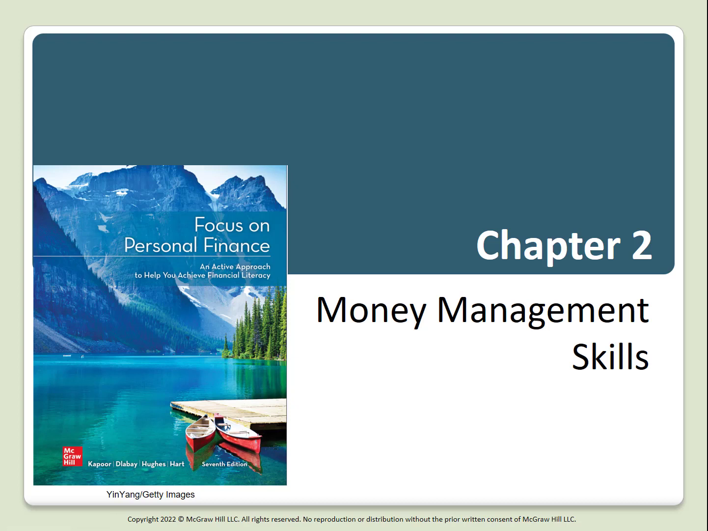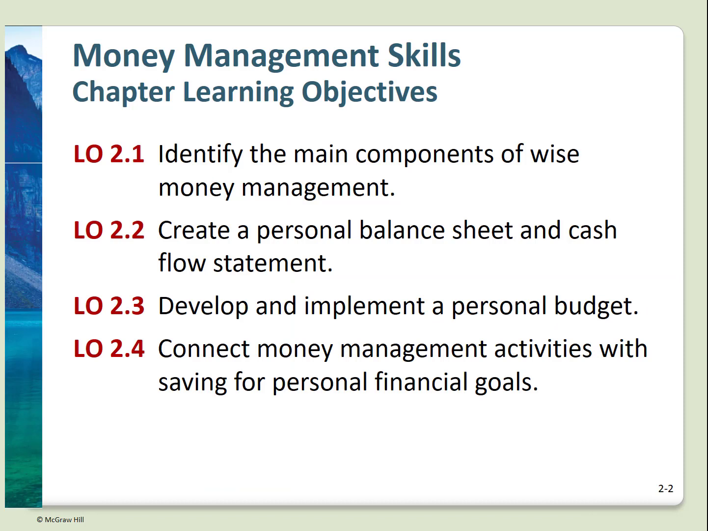With Chapter 2, we begin to learn how to manage our money. The beginning of each chapter lists our learning objectives for the chapter. Identify the main components of wise money management, create a personal balance sheet and cash flow statement, develop and implement a personal budget, and connect your money management activities with savings for personal financial goals.